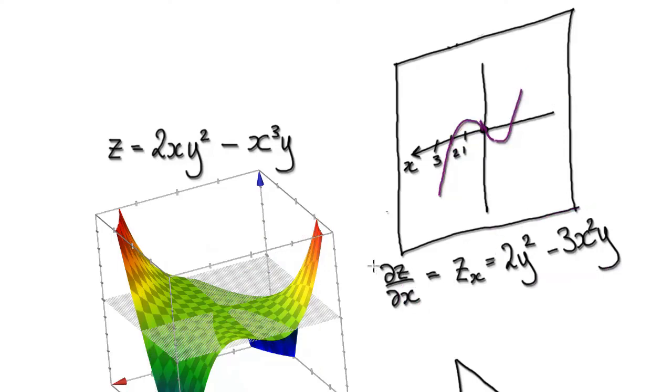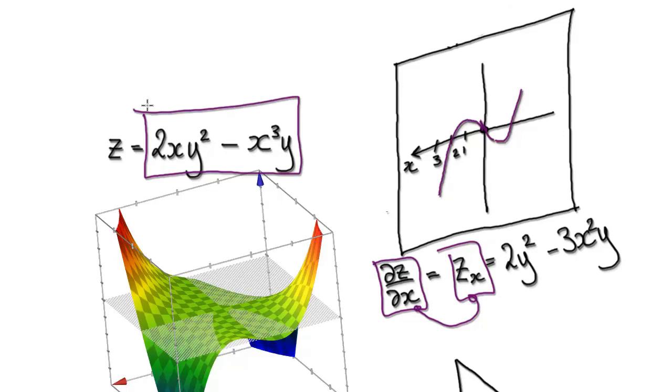So this thing here is exactly the same as this. It's just two different ways of writing the same thing. So when you have a surface looking like this, if you treat y as a constant, you're really taking the partial derivative with respect to x. So it will give you this.